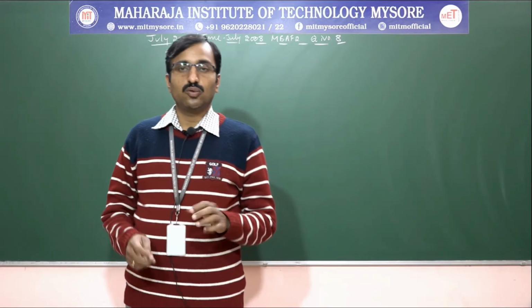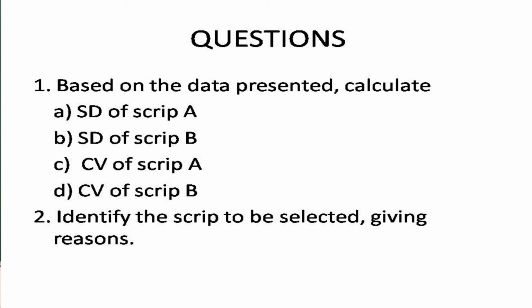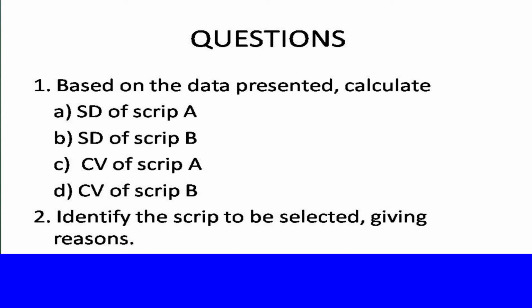Based on the data presented, calculate standard deviation of script A, question number 1. Then question number 2, SD of script B, then third one, coefficient of variation of script A and coefficient of variation of script B. Secondly they have asked to identify the script to be selected based on the reason. So we have to give the reason for the script selection. This is the problem they have given.